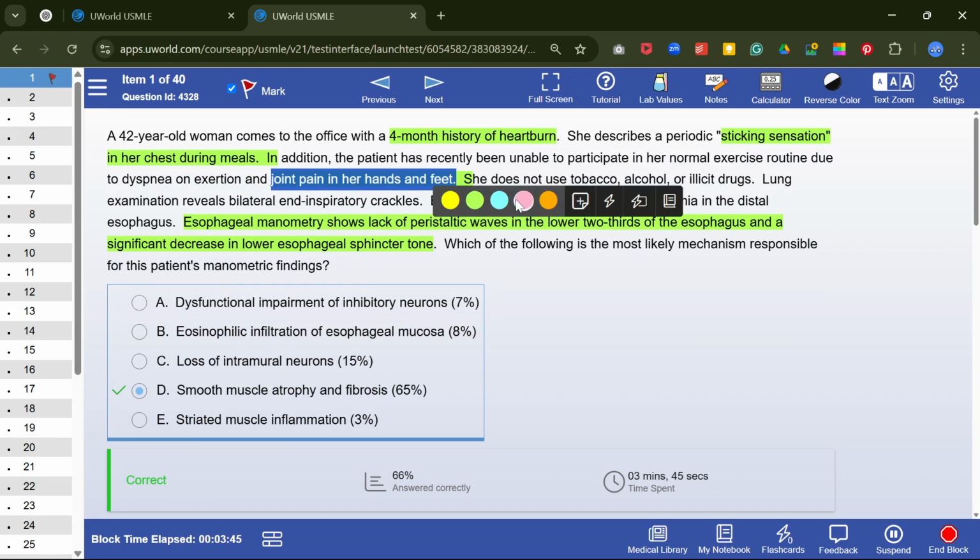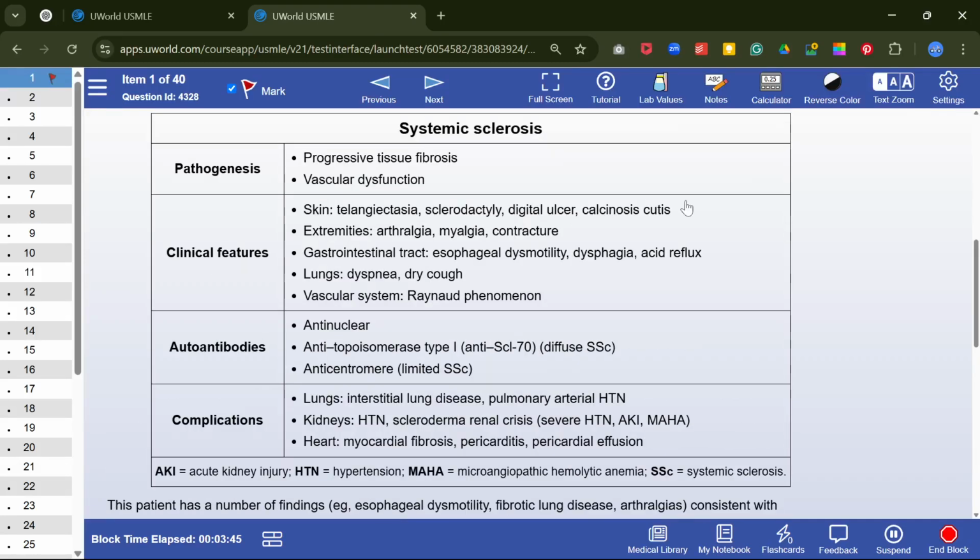Okay. Systemic sclerosis pathogenesis is progressive tissue fibrosis and vascular dysfunction. Clinical features: skin telangiectasia, sclerodactyly, digital ulcer, calcinosis cutis; extremities, arthralgia, myalgia, contracture; gastrointestinal tract, esophageal dysmotility, dysphagia, acid reflux; lungs, dyspnea, dry cough; vascular system, Raynaud's phenomenon.